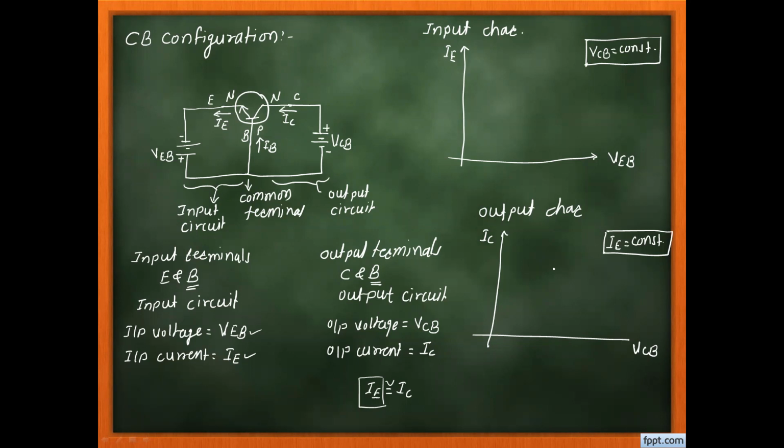So please remember that whenever you need to draw the input circuit characteristics, you need to keep the output circuit voltage constant, and when you want to draw the output characteristics, we have to keep the input circuit current constant. And for that, it is very necessary that this part is clear first: which is the input circuit, which is the input circuit voltage, which is the input circuit current, and similarly the output circuit. Get my point? And now see that.